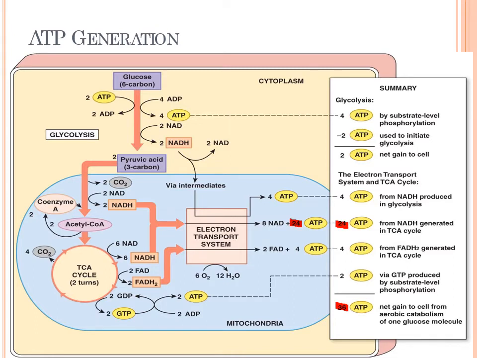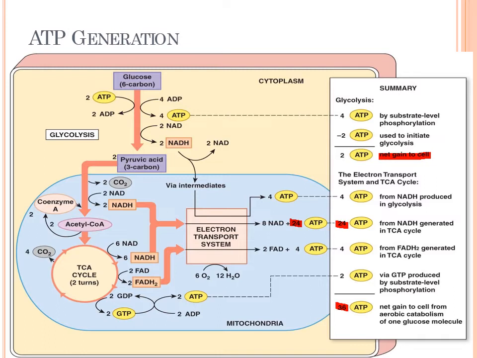So this is an overview of the entire system that breaks down glucose. So we start up top with glycolysis. Glycolysis is going to utilize 2 ATP and it's going to create 4 ATP for a net gain of 2 ATP. And glycolysis is breaking down glucose into 2 molecules of pyruvic acid.